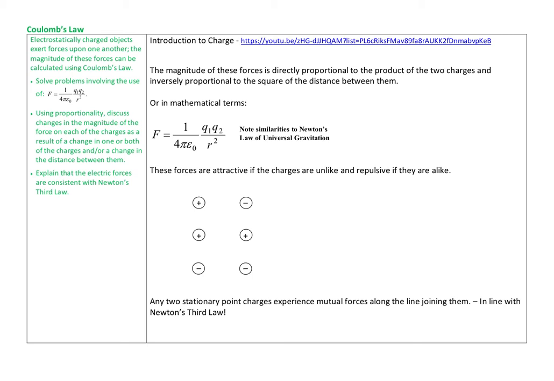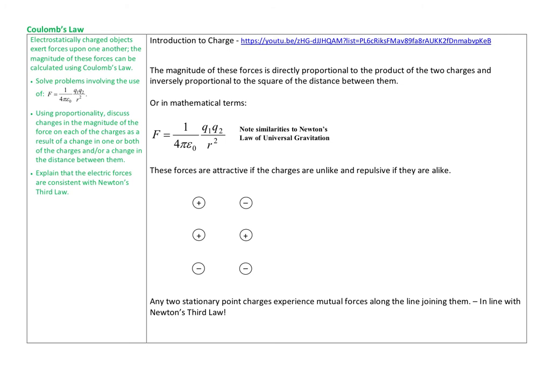So the first thing that we need to talk about when we talk about electric fields is something called Coulomb's Law. And Coulomb's Law tells us the magnitude, or the size, of the force between two objects because of their charge. It's very similar to Newton's law of universal gravitation. That tells us how much gravity two objects experience, or what gravitational force exists between two objects due to their mass. Coulomb's law tells us what force exists due to the charge on the objects.